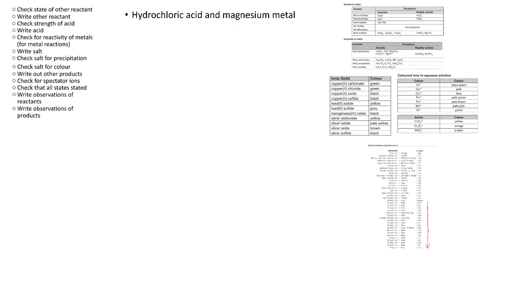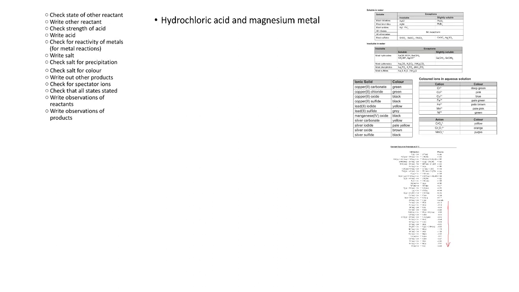So let's have a look at this one here. Hydrochloric acid and magnesium metal. Check the state of the other reactant, magnesium metal. That just means it's solid, so that's Mg solid. Check the strength of the acid. Hydrochloric acid is a strong acid, so we're just writing H plus, Cl minus. Check the reactivity of the metal.